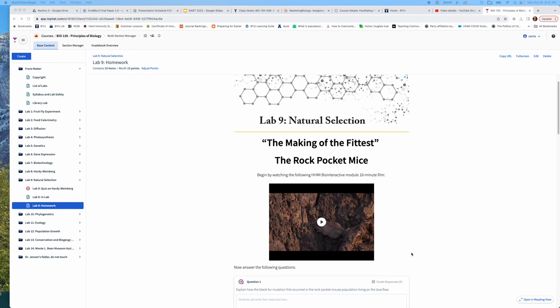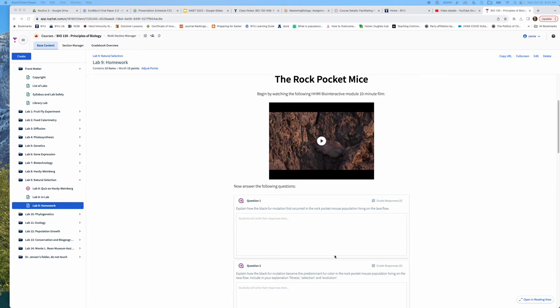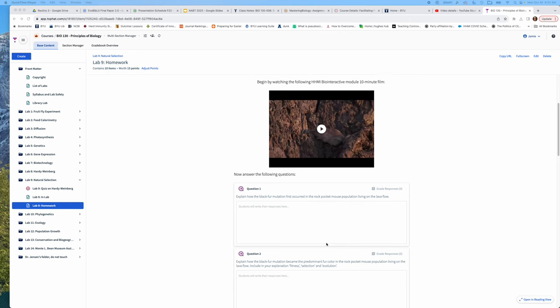And so they go through the speed of natural selection and how something that gives such a great advantage, it helps them blend in so the hawks don't get them, can actually evolve quite quickly. And so for the first question, explain how the black fur mutation first occurred. You want to just emphasize that the environment doesn't cause the mutation to happen, but that the mutation was random and then the environment selects for the mutation. So that's what you want to emphasize here.